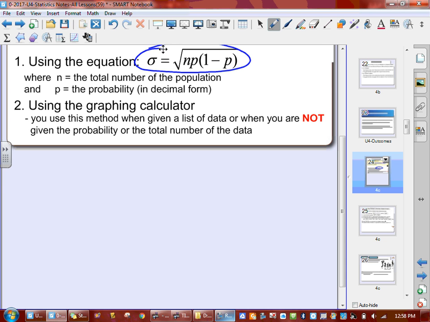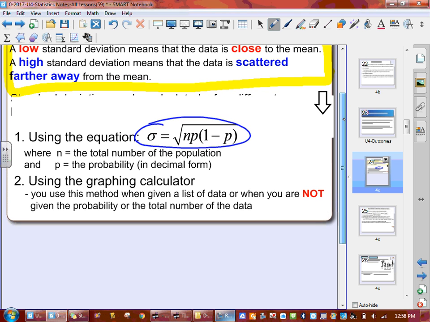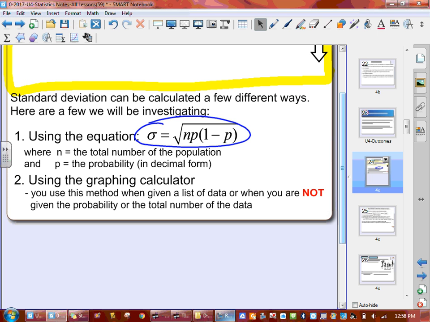Now, we will use this equation only when we are given n and p. So, what that means is this. Sometimes we're given n, sometimes we're given p, and sometimes we're given both. They're going to tell you how much data you're going to arrange. So you're either going to be organizing maybe 50 pieces of data, and maybe the probability might be 83.